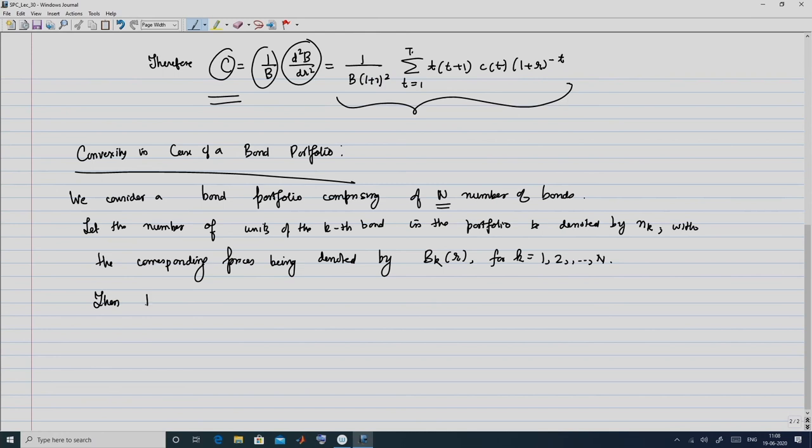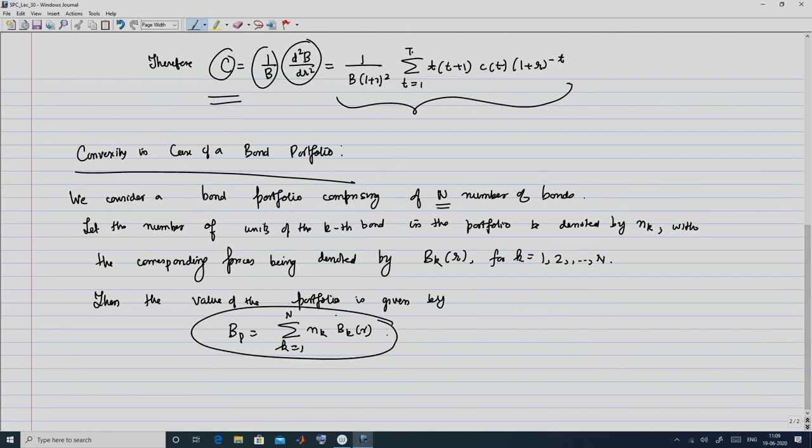Then the value of the portfolio is given by B_P is equal to the summation of n_k B_k(r), k equal to 1 to capital N. All right, so this is basically the value of this bond portfolio.